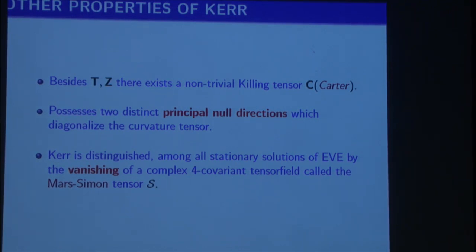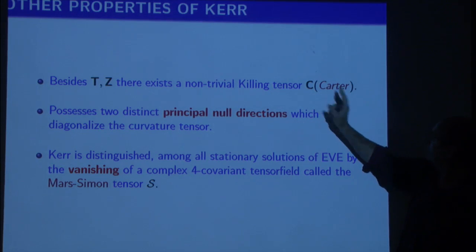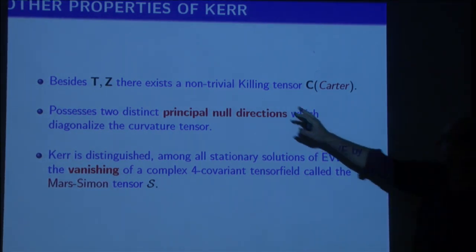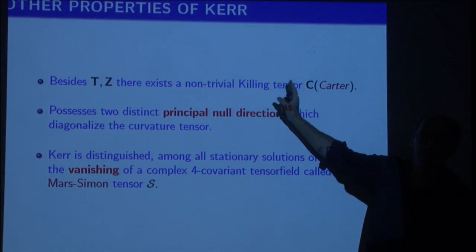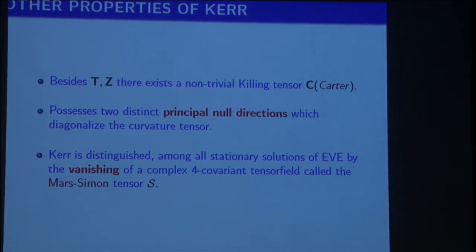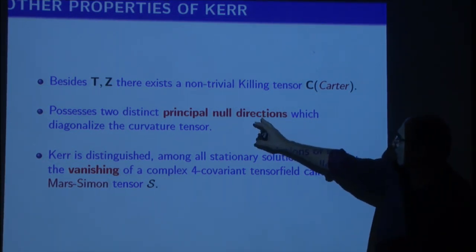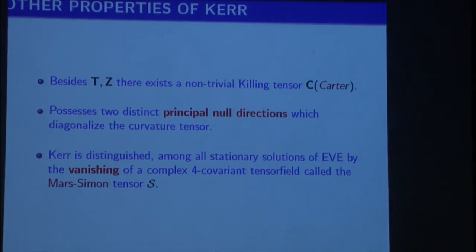In addition, there is another symmetry, which was discovered by Carter in the 70s, which also plays a very important role in the theory, and that's called the Carter tensor. Instead of being a vector field, it's a tensor. It's a symmetric, traceless tensor, which is called the Killing tensor. I'm not going to get into this. I just want to mention that there are other important things. This is actually something that I will need in the second and third lecture.